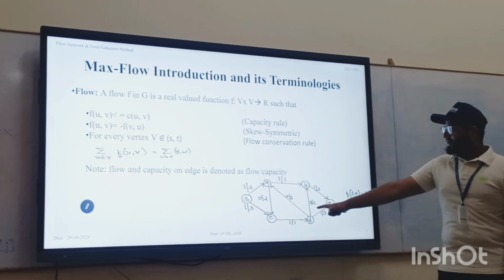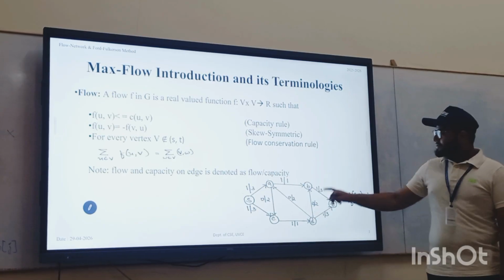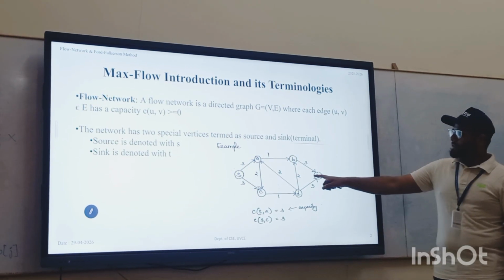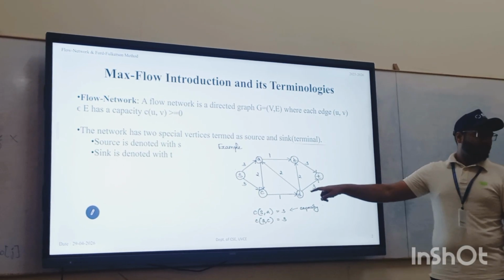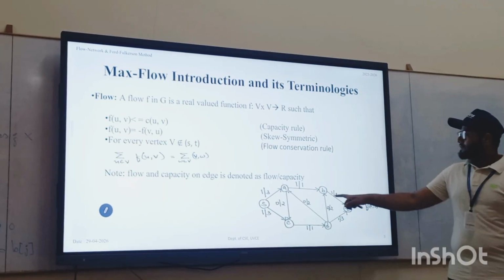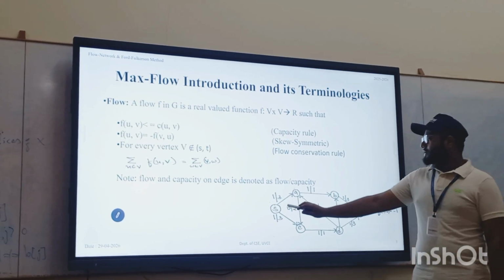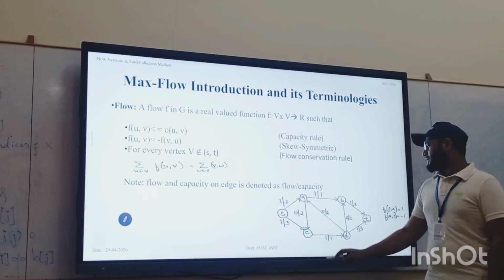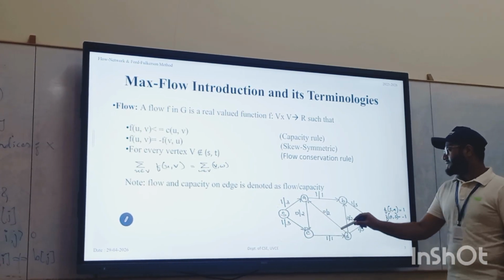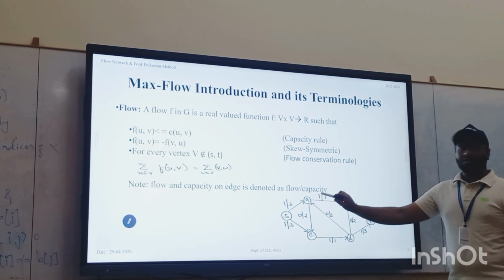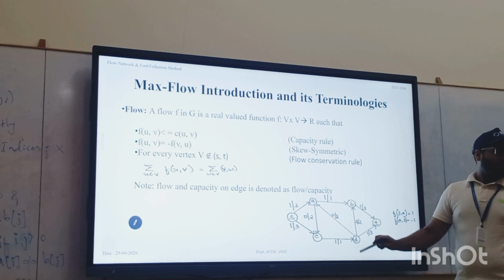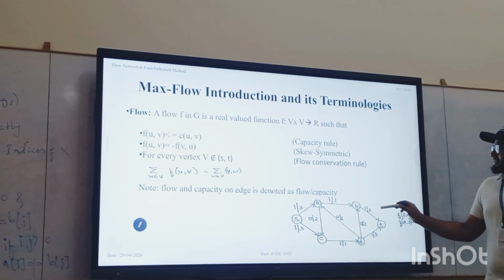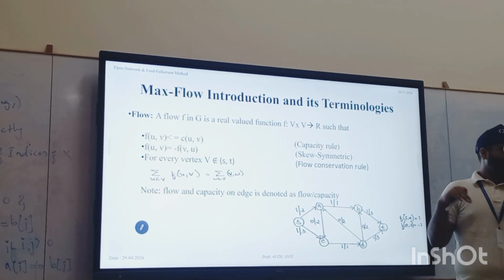Here you can see an example of that. It is the same flow network we have taken, and for it we have taken a flow. From the source it is going 1 by 3, 1 by 3, 1 by 1. We have considered 0 here and 1 here. We are maintaining the flow in such a way that incoming is equal to outgoing.